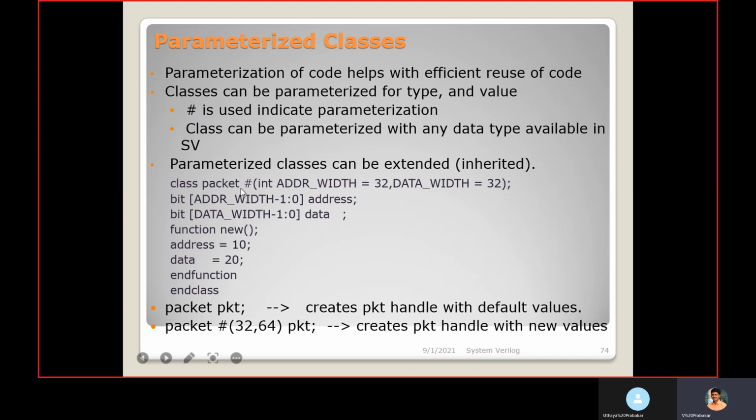class packet. The hash indicates that this packet is a parameterized class. Here, which one is parameterized? int address_width equal to 32. So for address width, here we parameterized the value. Address width value is 32 and data width value is 32. Okay, so these are the default values for address width and data width.